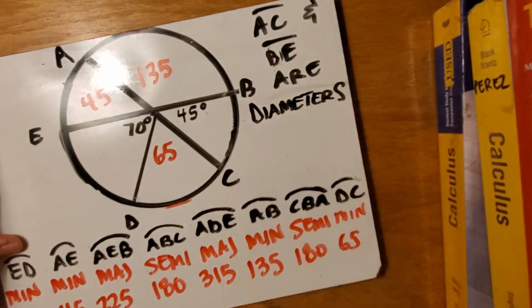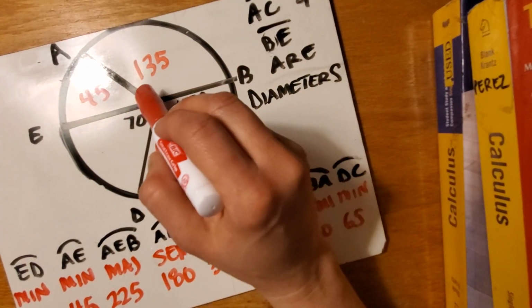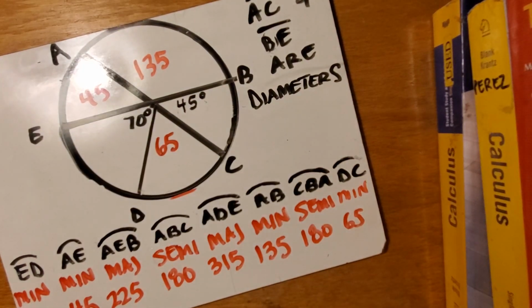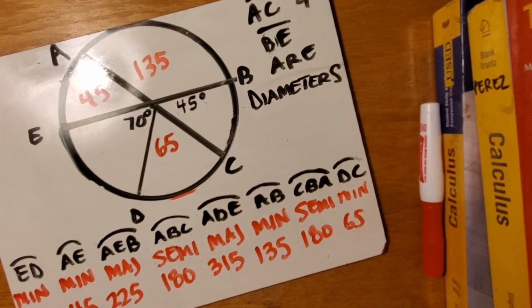So that was just a little extra example for finding arcs with central angles. Angles with their vertex on the center of the circle. Central angles and their corresponding arcs have the same exact measure.